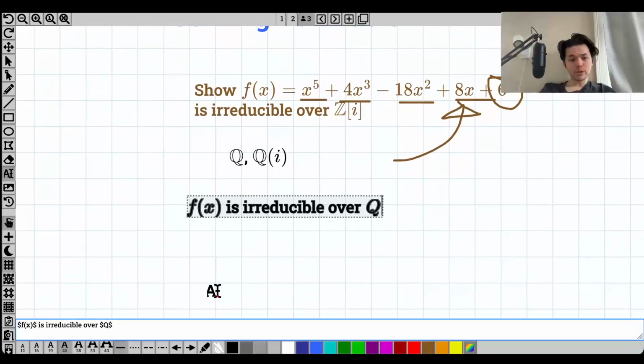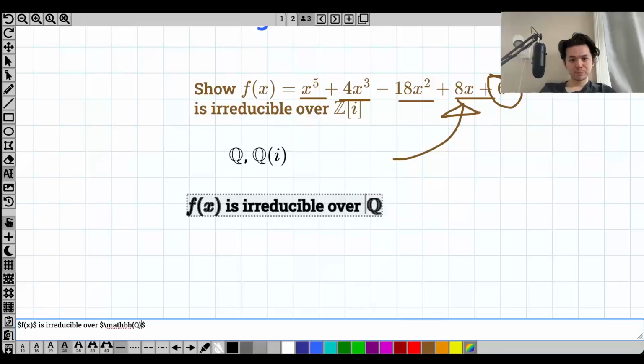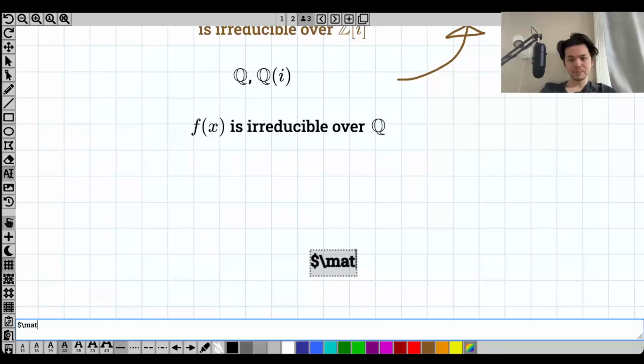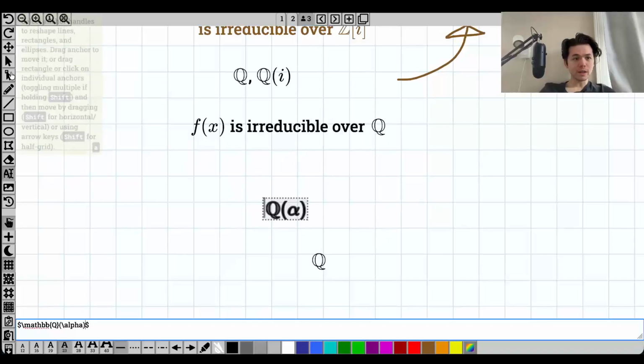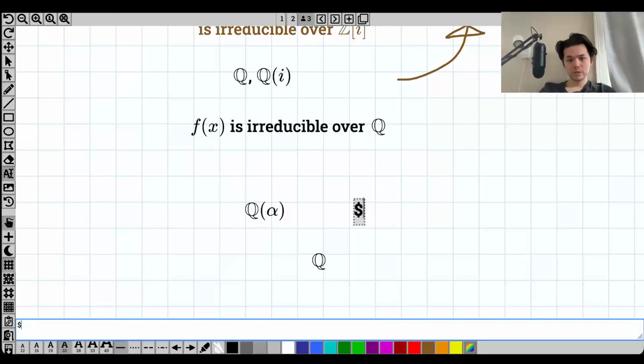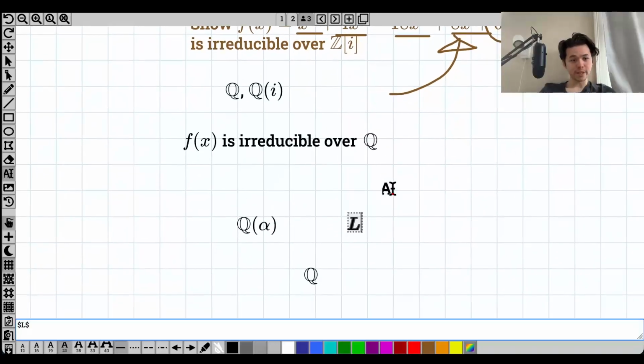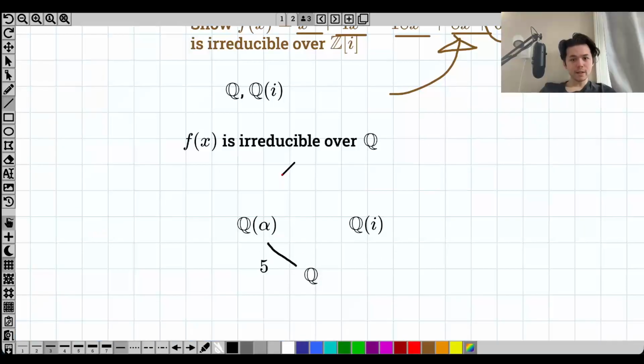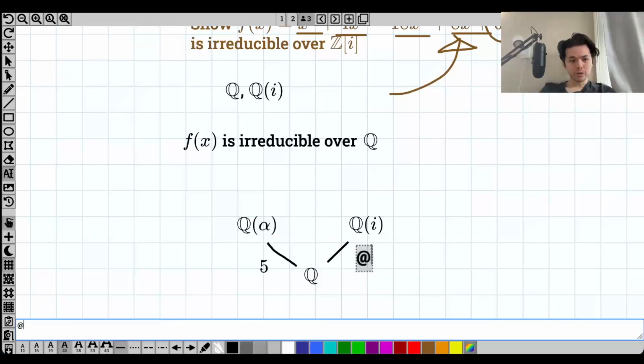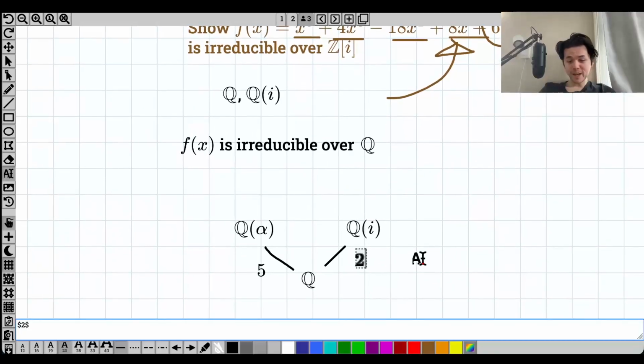So then what do we want to show? Well, we just apply our lemma. And the way to think about this is we draw our field tower again: Q of alpha, and L, which in this case is Q of i. And what do we notice? This guy here, degree 5. 5 is prime. And this guy here, degree 2. 2 is not divisible by 5.